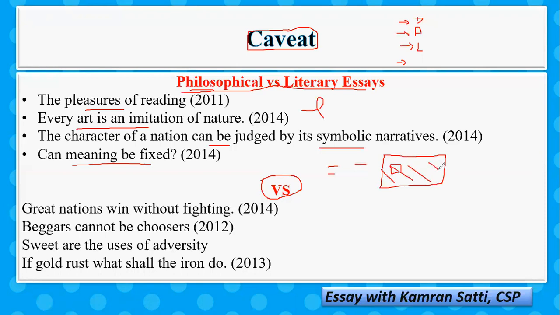So with an effective thesis statement, you can write literary or proverbial essays like great nations win without fighting, beggars can't be choosers, sweet are the uses of adversity, if gold rust, what shall the iron do. Now these are also difficult, tricky topics. I would recommend that you go for easier topics like traditional topics. Then if you don't find any traditional topics you can attempt effectively, you go for some argumentative essays.